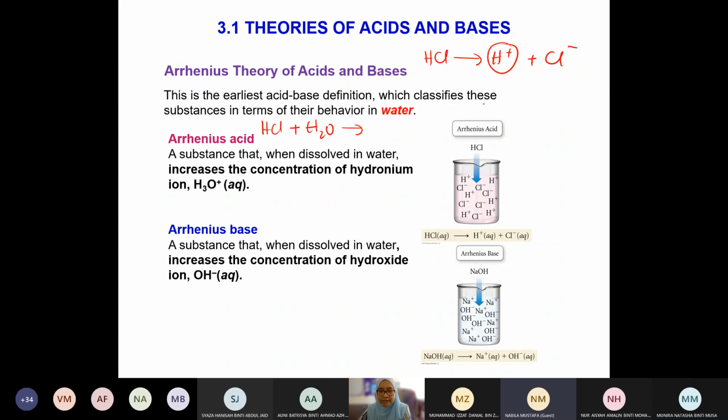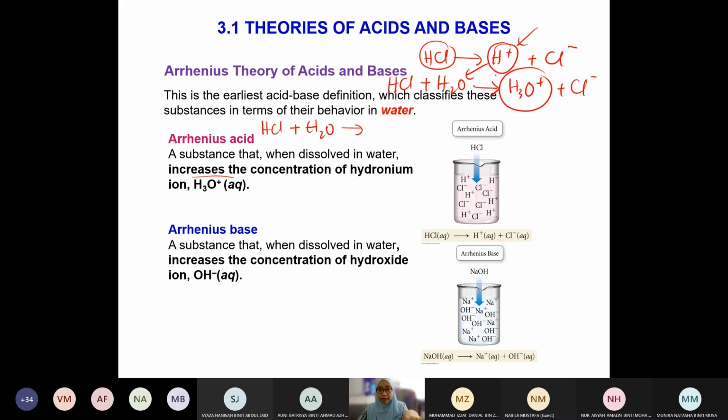So normally bila kita buat reaction HCl dissolved in water, it will be like this. Dia dissociate kan, dia produce H+, and then this H+ will combine with H2O, producing H3O+ and Cl-. This is what it means by increases the concentration of hydronium ion. Lagi sekali saya ulang, HCl betul dia akan dissociate to produce H+ and Cl-. It's just that bila dia in water, H+ cannot be present in this H+ form, because it is unstable. It is very reactive. It tends to react with substances yang ada around them.